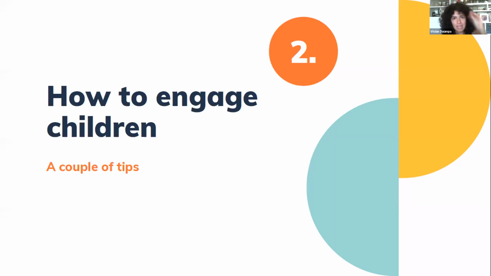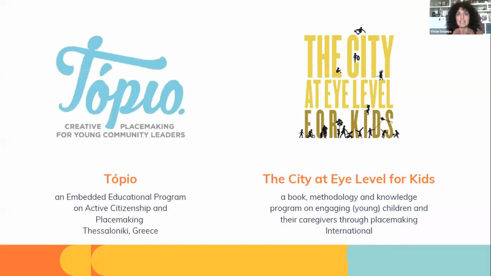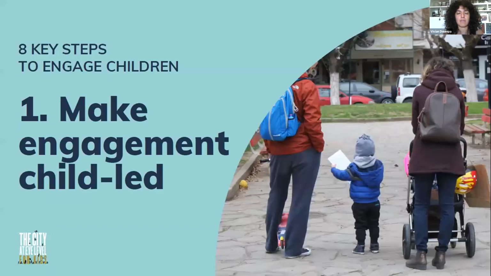So let's move now to where the inclusion part comes in, and how to engage children. We'll be sharing some insights and tips from my own experience working with different age groups. The Tokyo project was something that we developed with students in high schools of Greece, aged between 16 and 18. And the City Tile Level for Kids was a project funded by the Bera Valer Foundation and the Urban 95 program in order to develop methodologies that will engage very young children, aged 0 to 3, and their caregivers into how they can participate in placemaking processes in different contexts.